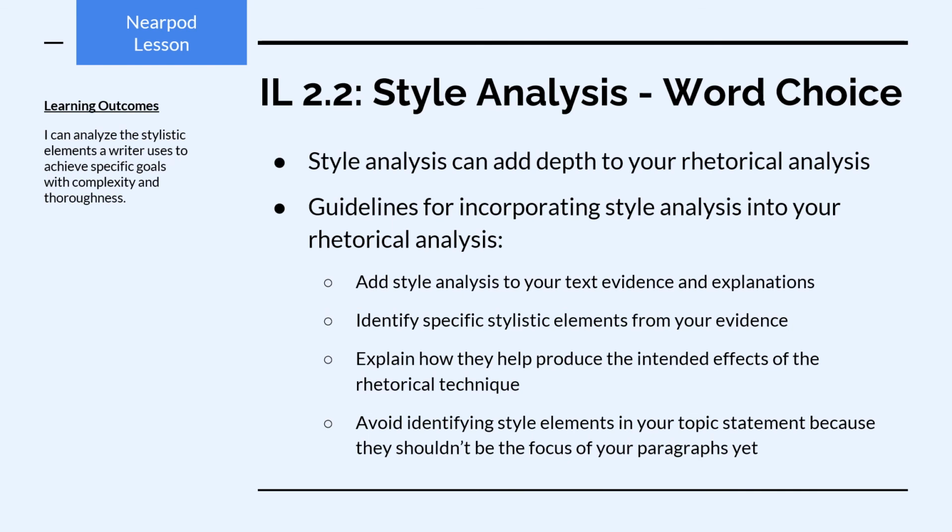That's where it goes within your paragraph. You want to identify specific stylistic elements like metaphors and certain kinds of imagery, that sort of thing. Identify that within your text evidence. And in your explanations, you want to explain how they are used to help produce the intended effects of the rhetorical technique on the audience. You also want to avoid identifying any style elements in your topic statement because the topic statement identifies what the focus of your paragraph is, and we should not be focusing paragraphs on style elements just yet. We still want our paragraphs focused on rhetorical techniques, not style elements, and just use those style elements as part of our explanation of the rhetorical techniques.